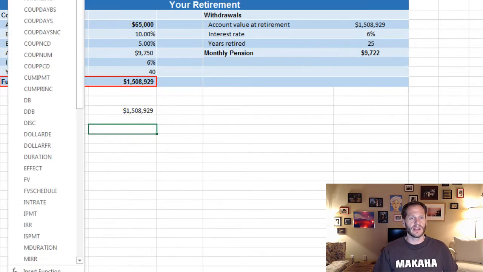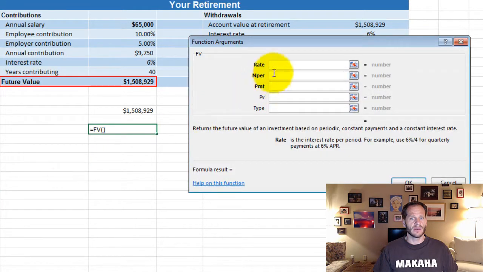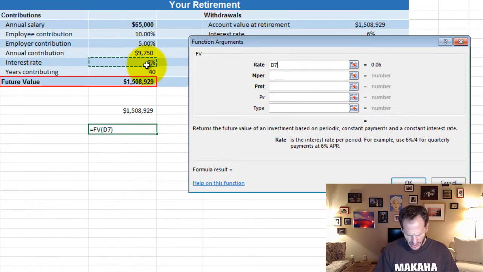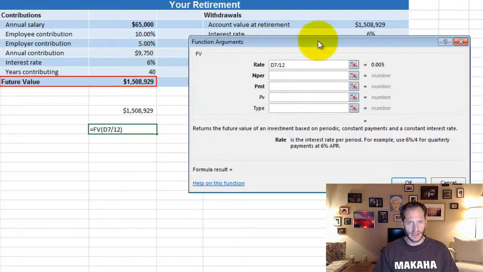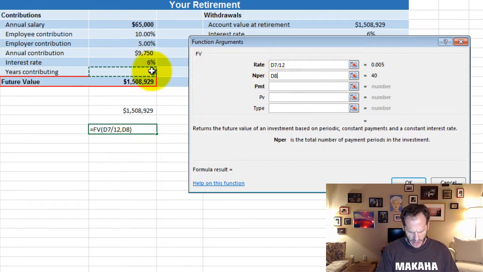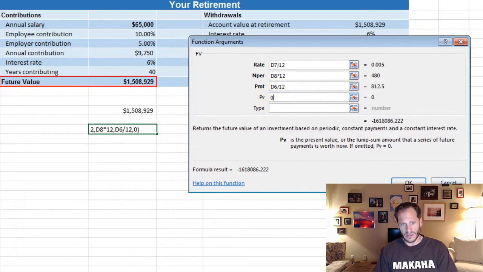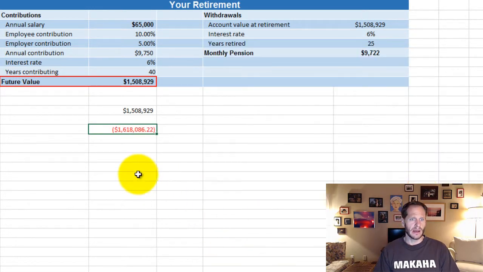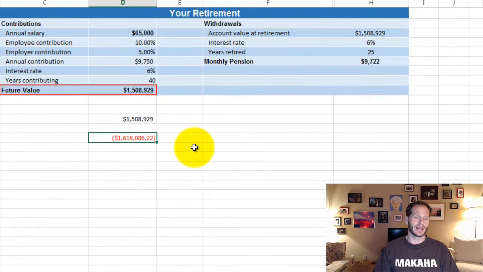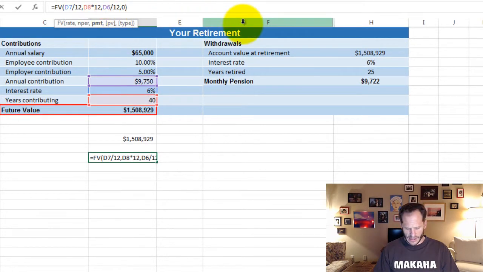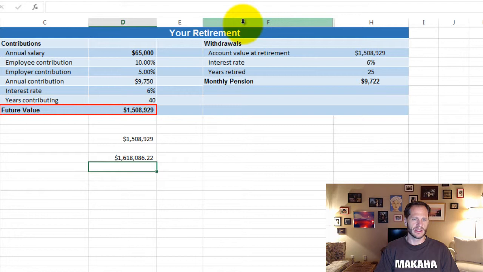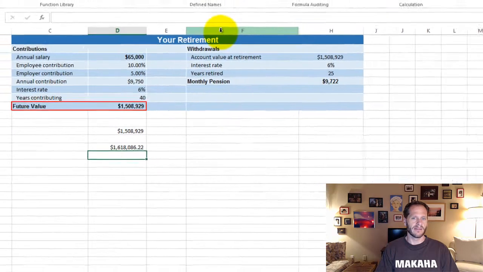So if I was to do that financial function, future value, and the rate was that, but it's going to be every month, so I'm going to divide by 12. And the number of periods would be that, but it's every month, so I'm going to multiply it by 12. And the payment was that, but it's every month, so I'm going to divide that by 12. And the present value was 0 when I started out. Monthly compounding actually gives me another $110,000 at the end of 40 years if I invest every month. So you can see the power of monthly compounding versus annual compounding right there on an investment.